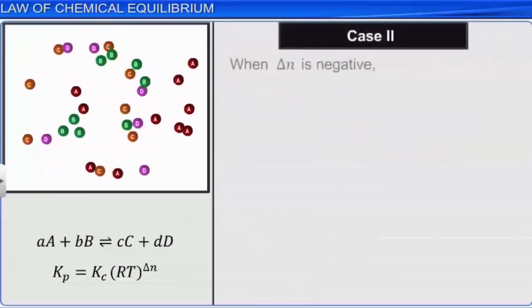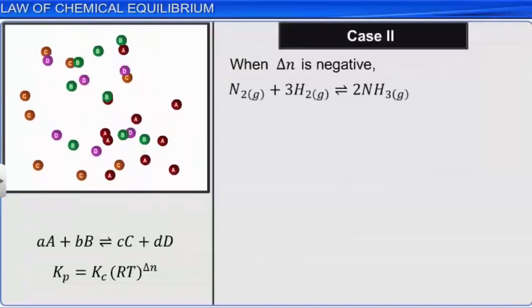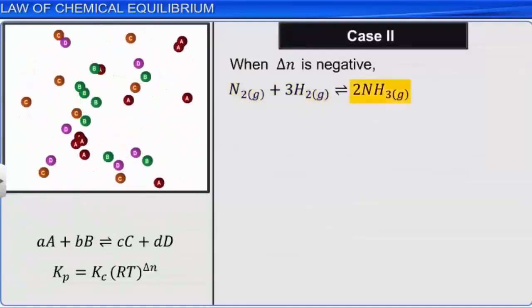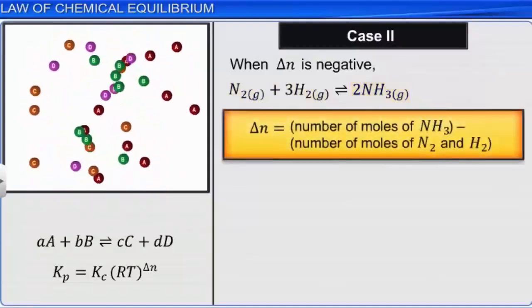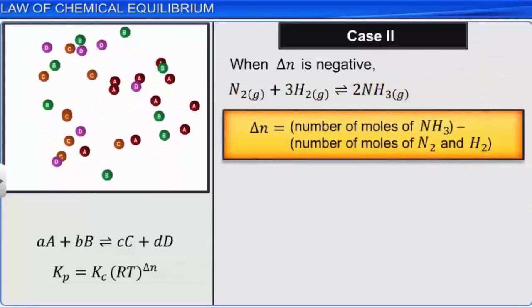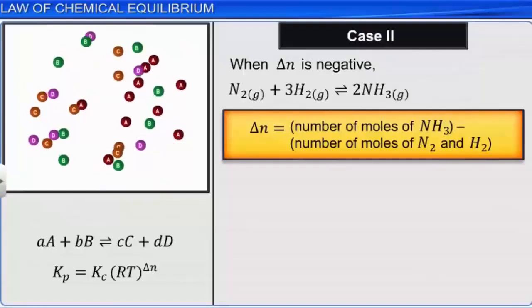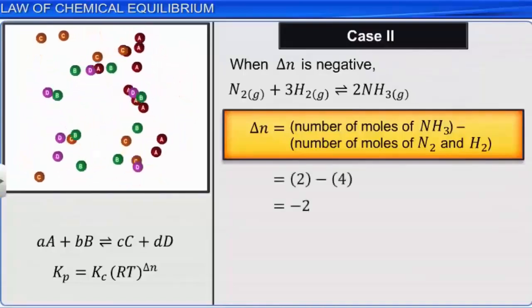Case 2. When delta N is negative. Consider the reversible reaction between nitrogen and hydrogen that gives ammonia. The difference in the number of moles for this reaction, delta N, is equal to number of moles of ammonia minus number of moles of nitrogen and hydrogen, which is equal to 2 minus 4, which is equal to minus 2.